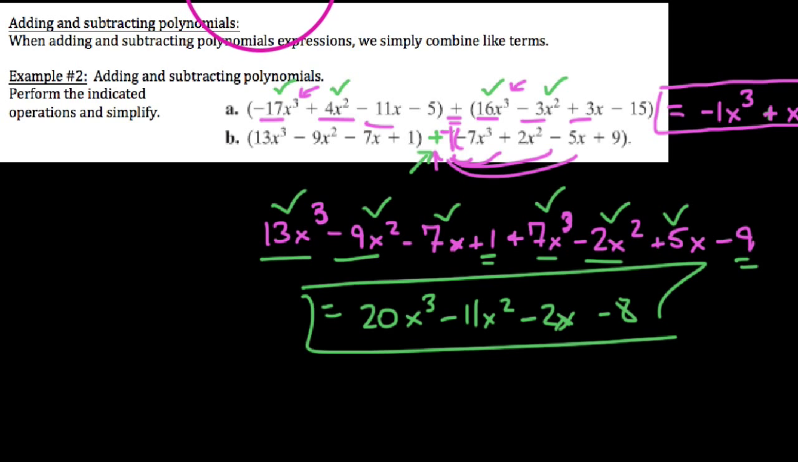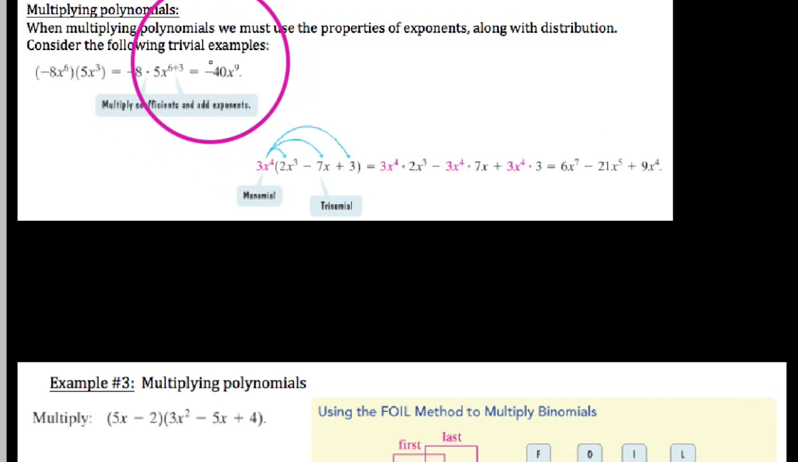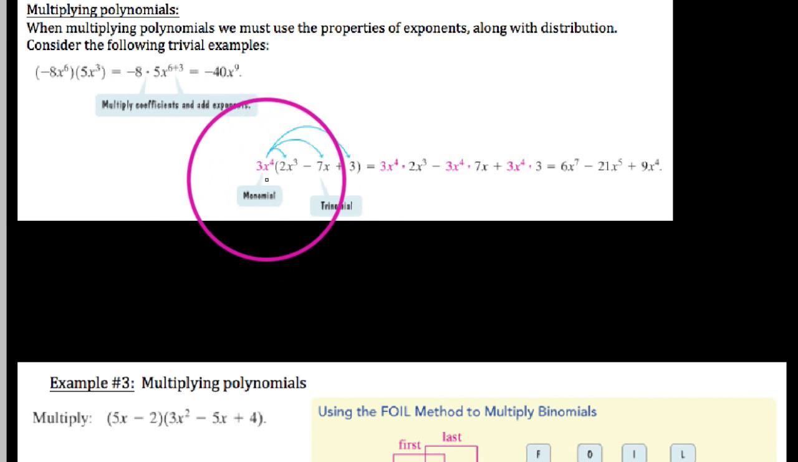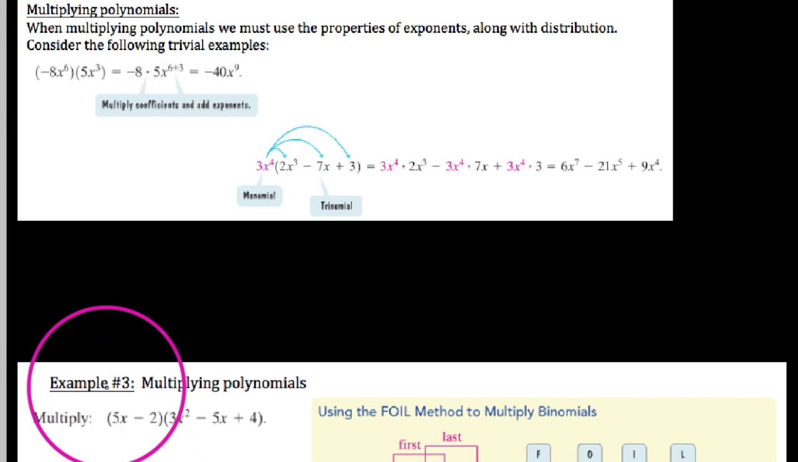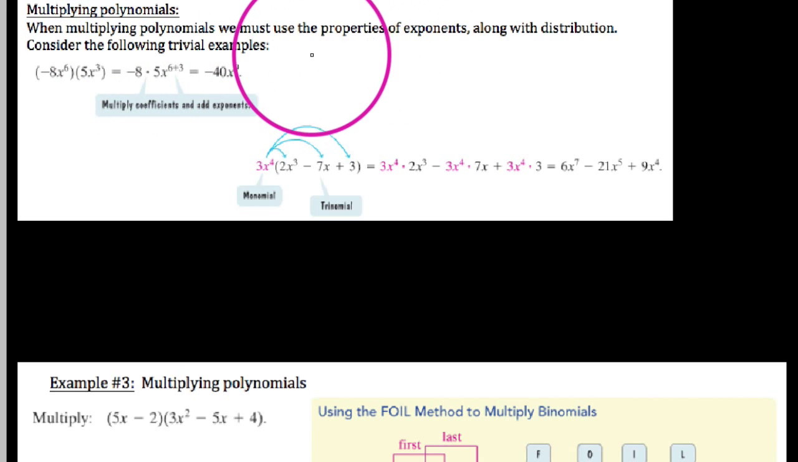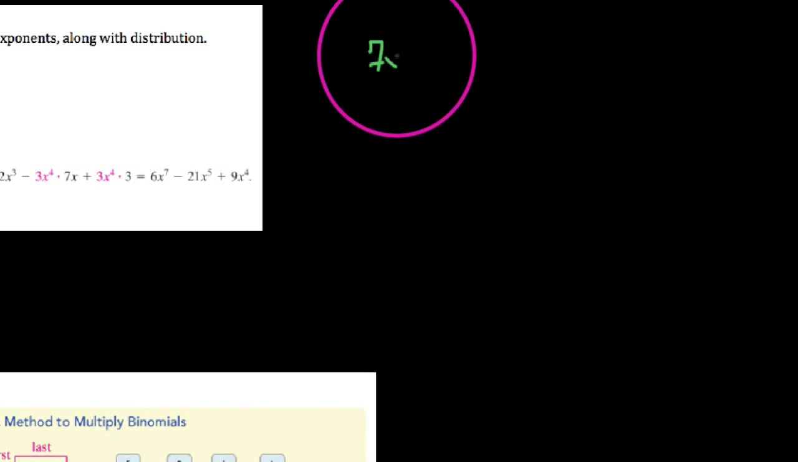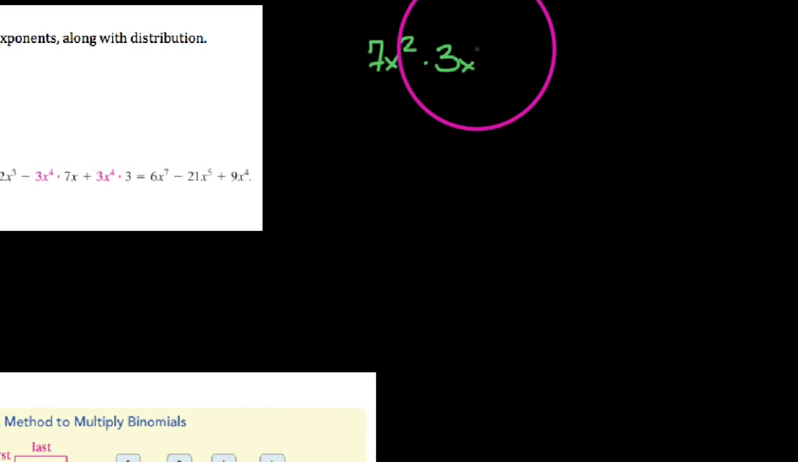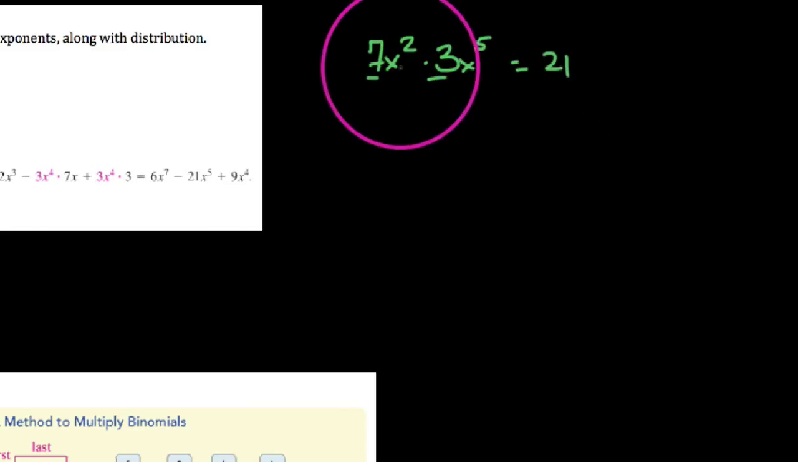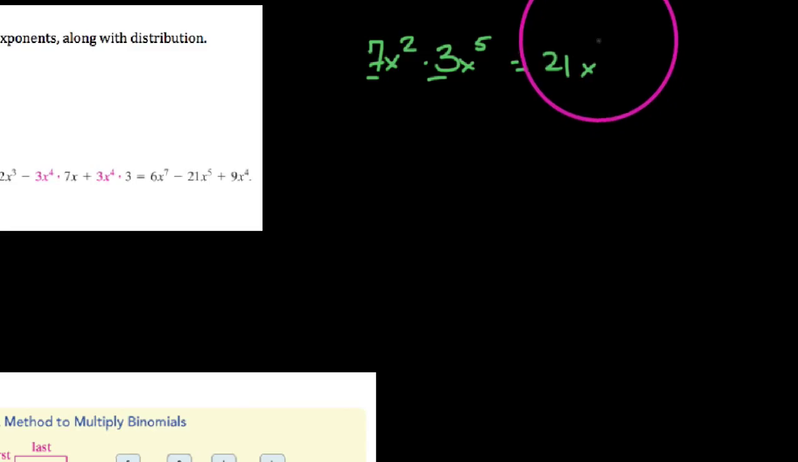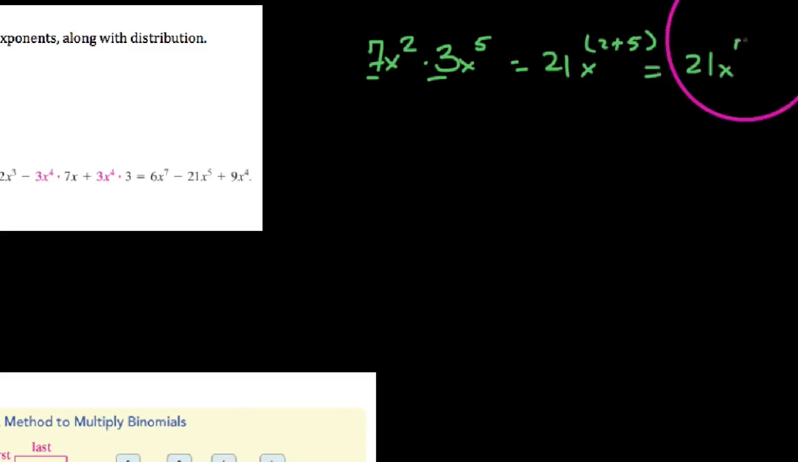So the last part of this is an introduction to how we multiply polynomials, where I've just copied and pasted a couple of examples here, and then we'll talk about doing a few on our own. But when we multiply polynomials, we have to use the properties of exponents, okay? Recall that when you take, say, 7x squared times 3x to the fifth, you start by taking the coefficients times one another, and then you say x squared times x to the fifth, we would just say x to the 2 plus 5. That's just our rules of exponents. So we'd really get 21x to the 7th, okay?